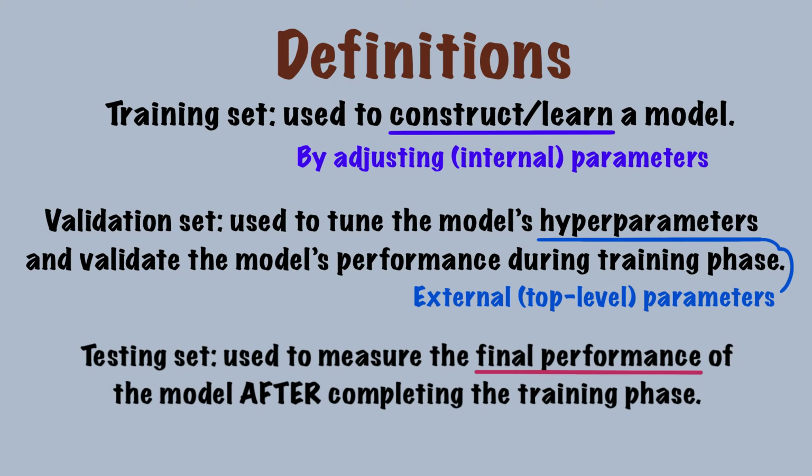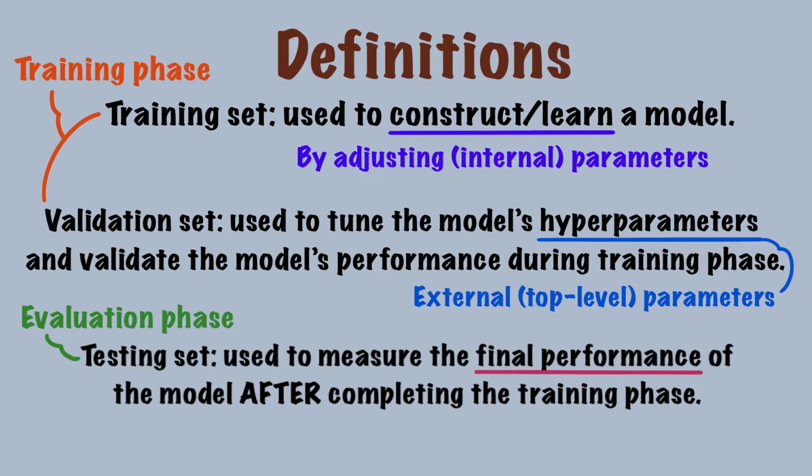To recap, the training set is used to construct a model by adjusting the internal parameters. The validation set is used to evaluate the model's performance and tune the hyperparameters. The testing set is used to measure the model's final performance. One important thing is that training sets and validation sets are used in the training phase, but the testing set is used in the evaluation phase because it can offer an unbiased evaluation of model performance.